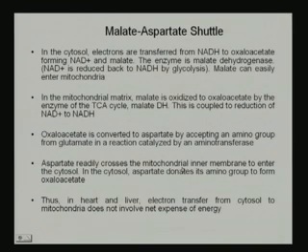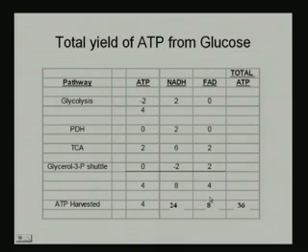In the cytosol, aspartate donates its amino group to form oxaloacetate. Thus, in heart and liver, electron transfer from cytosol to mitochondria does not involve any expense of energy, and this is the shuttle system in case of the electron transport chain and oxidative phosphorylation.